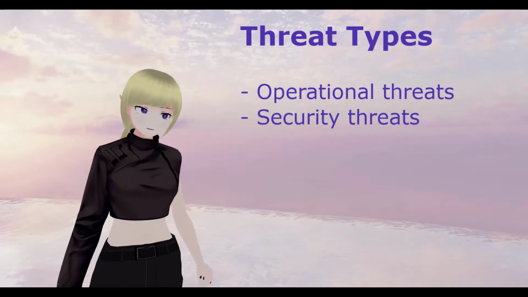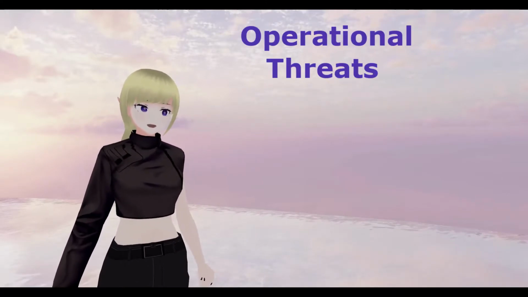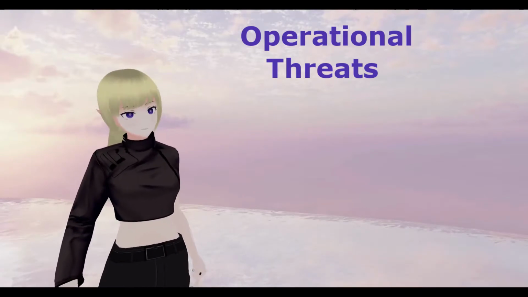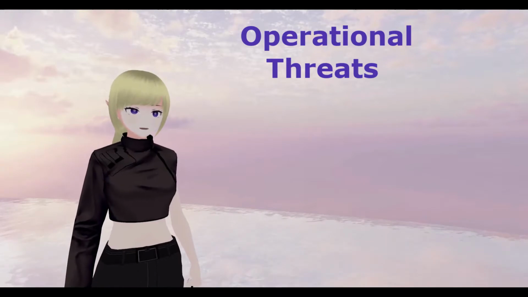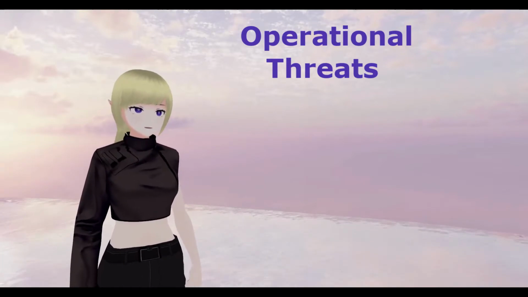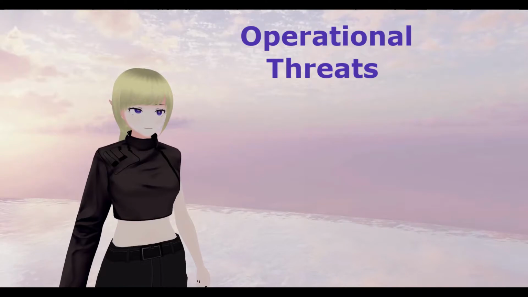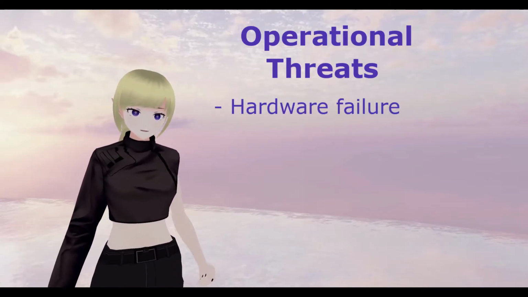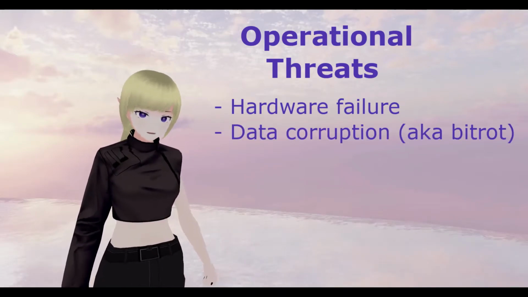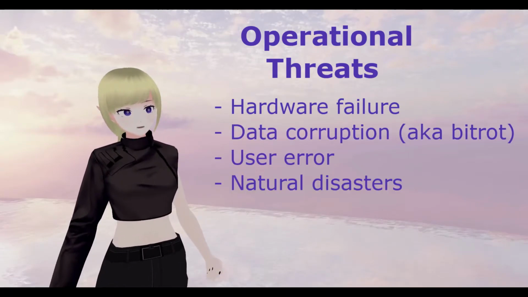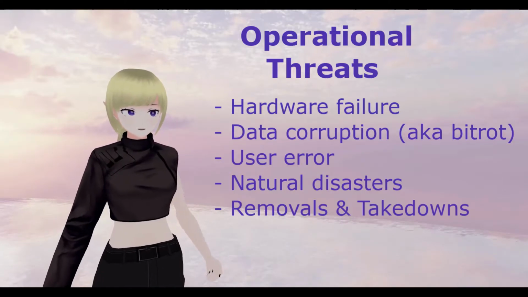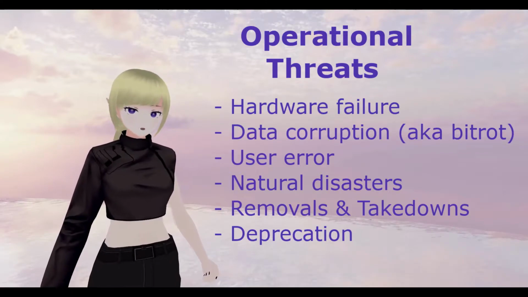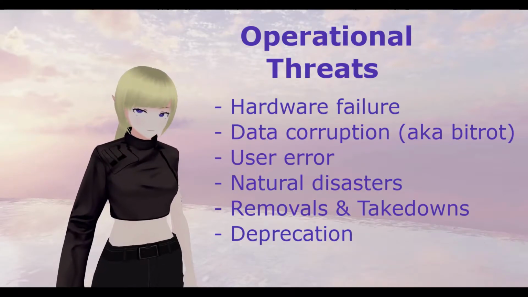Let's talk about operational threats first, since there's a lot to talk about here, honestly, and potentially even more to talk about than actual security threats. Operational threats are specifically events that cause you to lose data, but are not the result of anyone doing anything malicious. The primary operational threats that your data faces are hardware failure, bit rot and data corruption, user error, natural disasters, things being removed from the internet, and deprecation. So that's a pretty long list to go through, and let's go through that one by one.